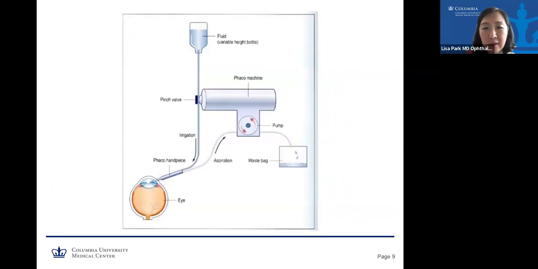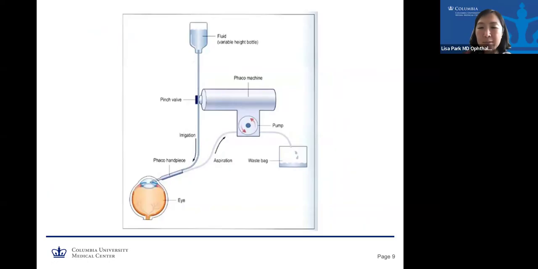The machine in ultrasound, in phacoemulsification looks as the following. You can see down here, again, you have this phaco handpiece that is entering the eye. It is connected to an irrigation bag and then to a pump. So the pump is what generates the ability to suction this material out.